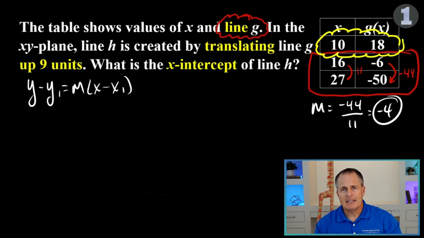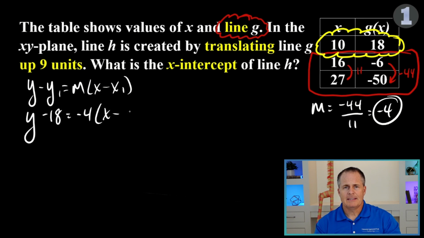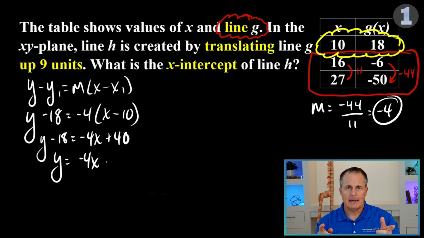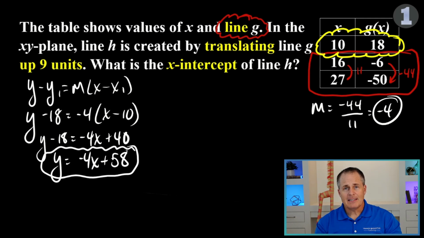Plugging in 18 for y1, -4 for the slope, and 10 for x1, then distributing the -4 gets us y minus 18 equals -4x plus 40. Lastly, to solve for y, we add 18 to both sides to get y equals -4x plus 58. That's everything we can do with the first sentence. Let's go to the next sentence.